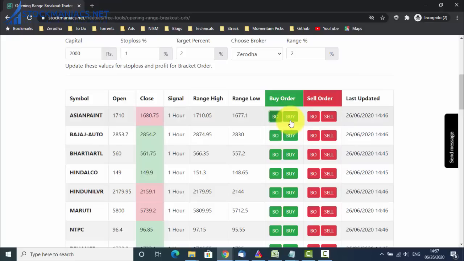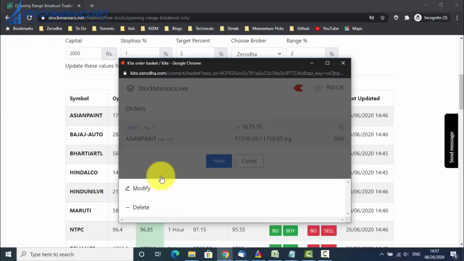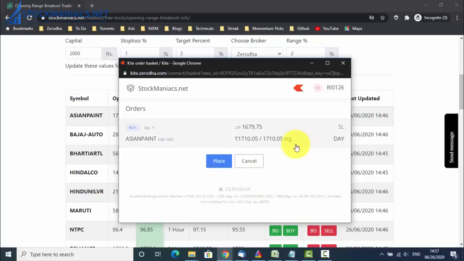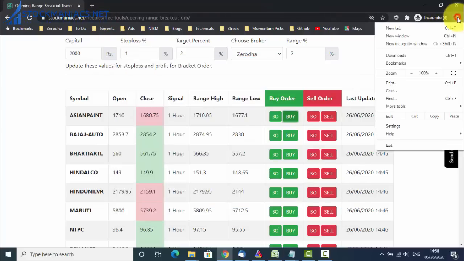Similarly, you can put a normal buy order. If you put a normal buy order, just click here. You can see this is a normal buy order, this is a normal stop loss order placed above the range high. So the quantity is 1. You can once again click here and modify the order. So I am cancelling it and I am just testing by placing a normal buy order. Let me click place. Now let me go to my Zerodha Kite. Let me open another window.